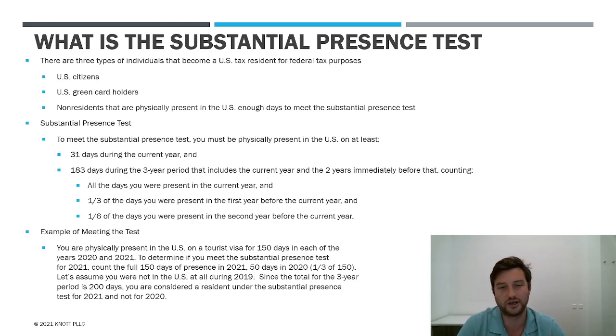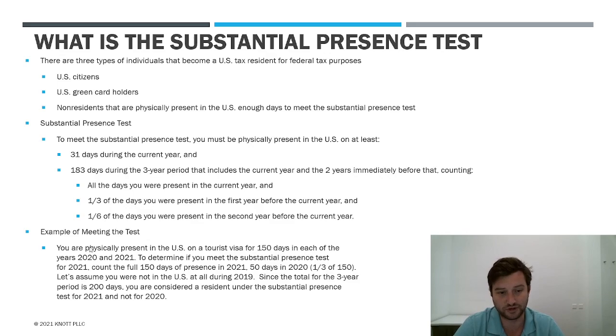So you count all the days you were present in the current year, and then you go back 1 year and you count 1/3 of those days, and then you go back the second year and you count 1/6 of those days. So in effect, what's happening here is you're not just looking at the current year, you're looking 2 years back to see if you meet the 183-day total. And this is important because a lot of people will see the 183-day and think, oh, I could be in the U.S. for as many days as I want up to 183, and then I'm good. I won't meet that substantial presence test. And that's not true. That is not how the computation works.